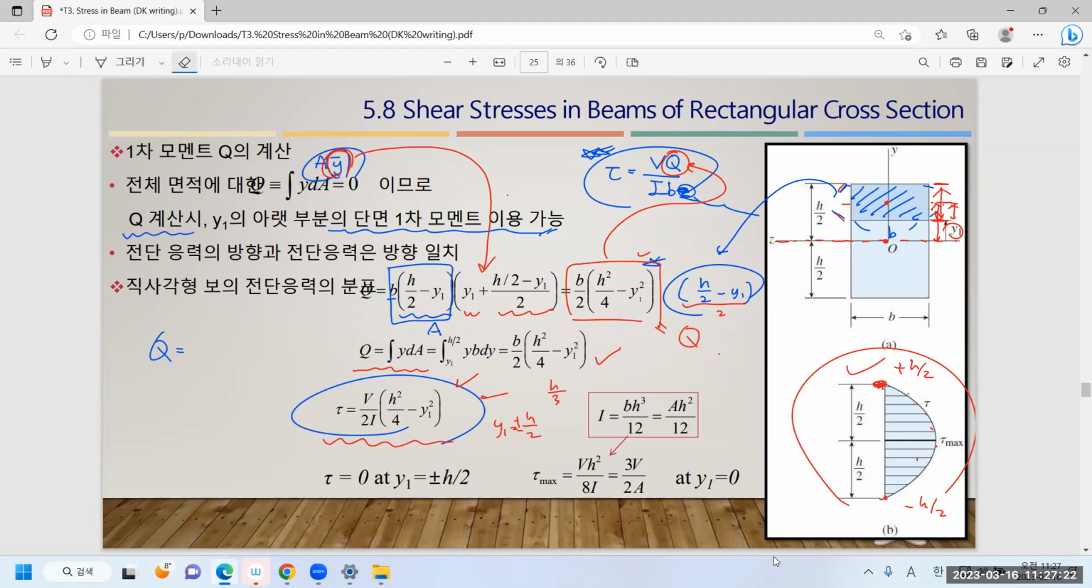I like to describe it this way. In the case of moment, the bending stress, and the shear stress, again, the flexural formula, isn't it? This is the general way, and this is VQ over IB. And then it really depends on the sectional shape. So if the sectional shape is a rectangle, then we can get this value, isn't it?